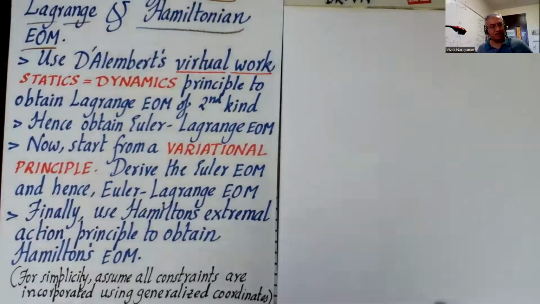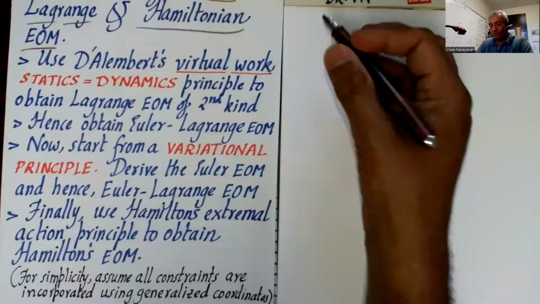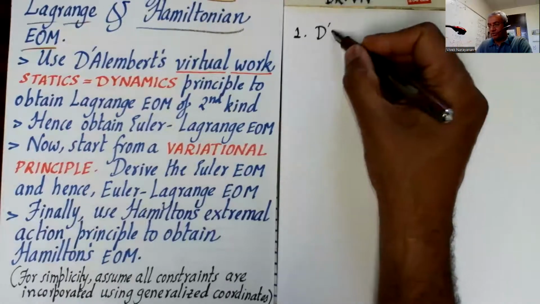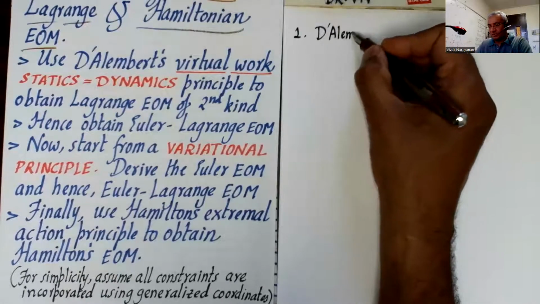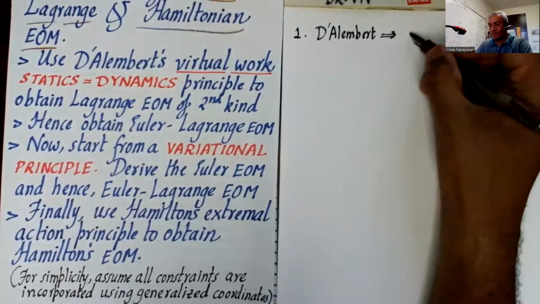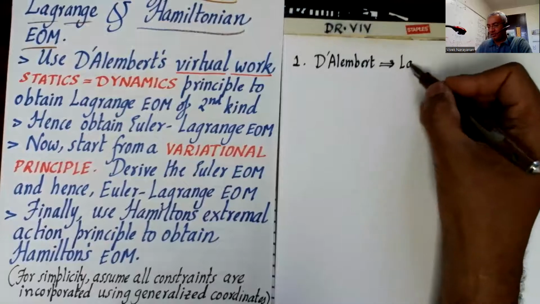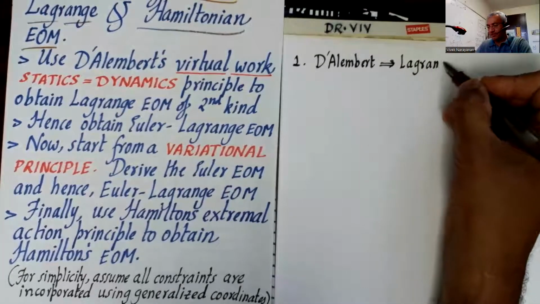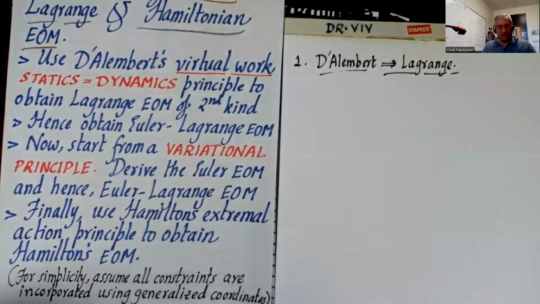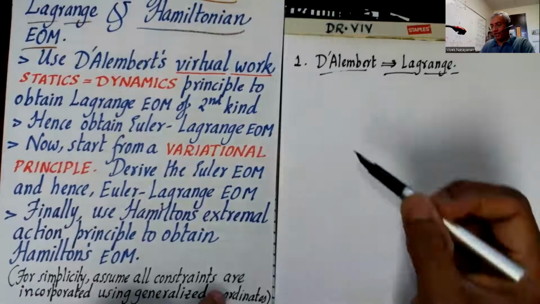So let's go to the first part of this video, which is using D'Alembert's principle, or the virtual work principle, to obtain the Lagrange equation. So I'll just write D'Alembert implies Lagrange. So how does that happen? Let us fix our system first.